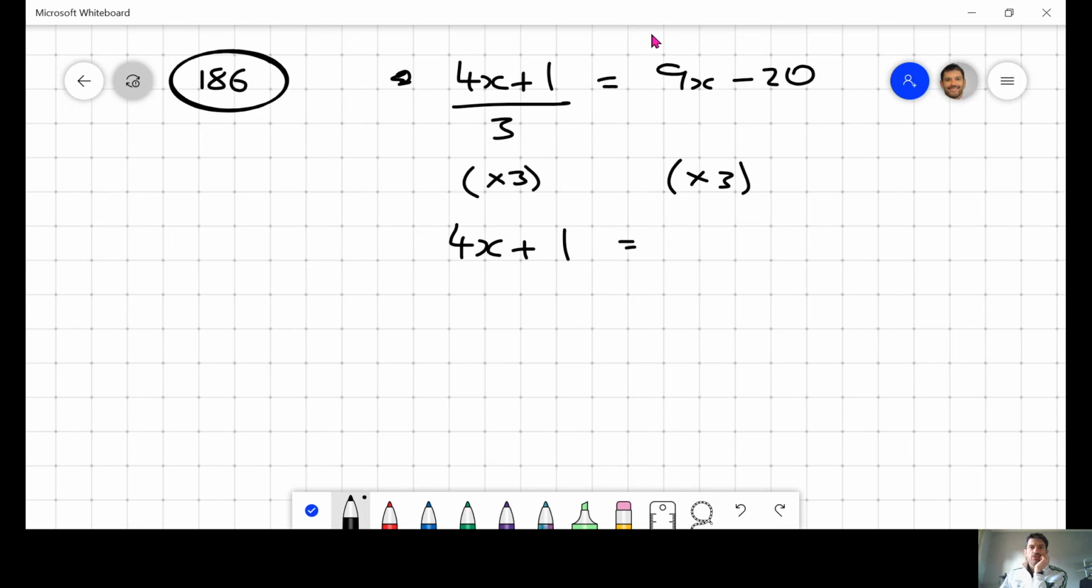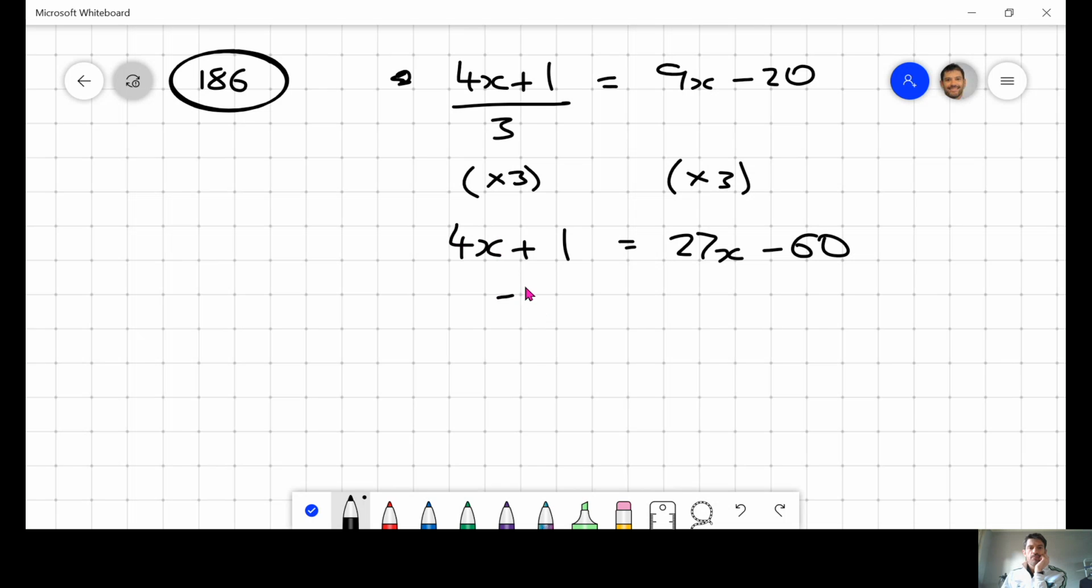And on the other side, each term which is separated by a plus or minus must be multiplied by 3. Or you can think of it as 3 bracket 9x minus 20, but don't bother actually writing that because we've got to expand it anyway. So 3 times 9x is 27x. 3 times negative 20 is negative 60. And then we have again a fairly standard equation with unknowns on both sides.